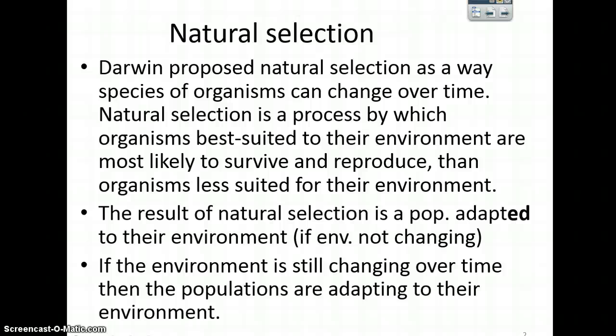If the environment's still changing, though, we'd say that they're adapting to their environment. Right now, the polar bears are adapting to their environment. They have not adapted because that environment is still changing, and we have yet to see if they will be extinct or not in the next 20 to 50 to 60 years.